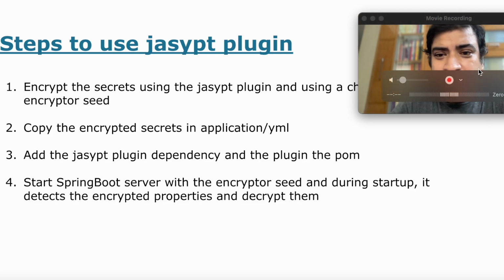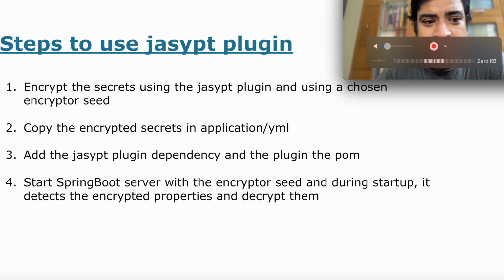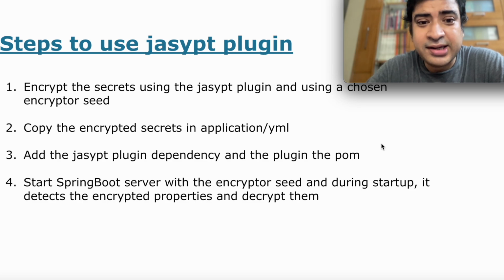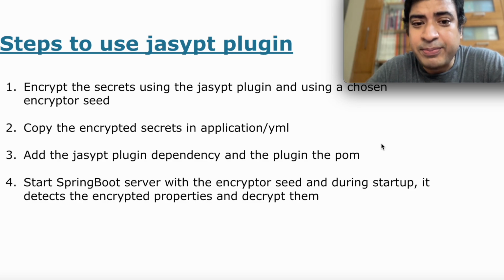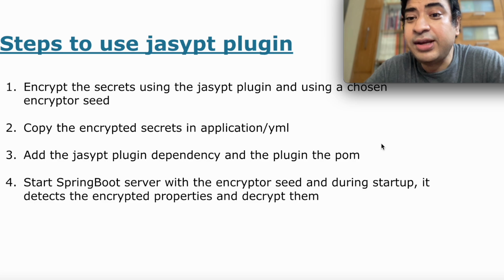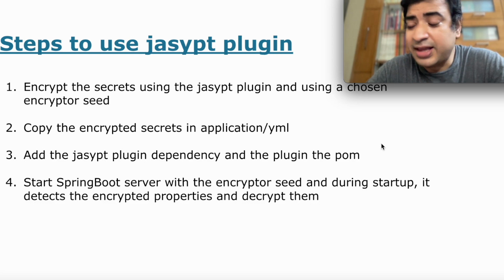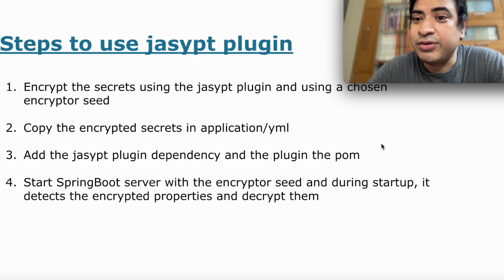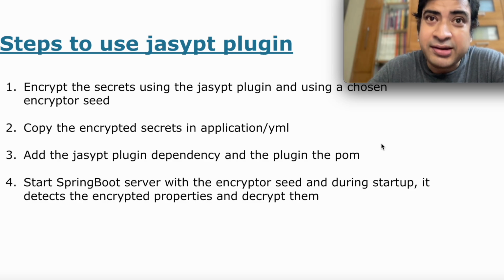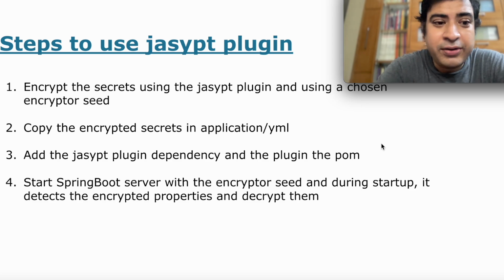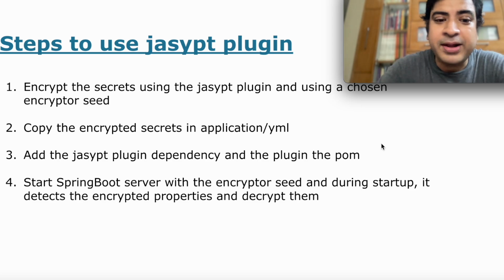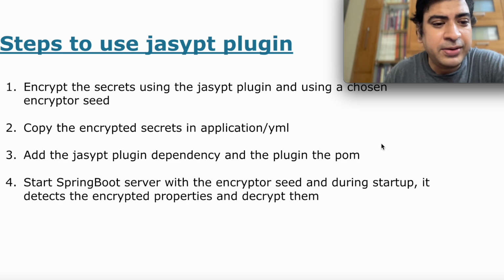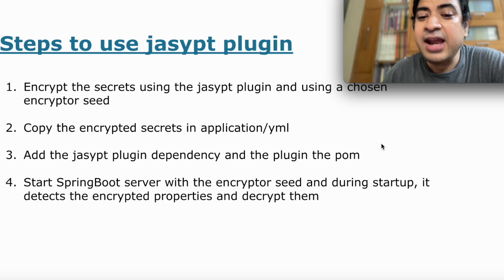And what are the steps which are required to use the Jasypt plugin? First of all, we need to encrypt the secrets, maybe the database password. We need to encrypt the secret using the Jasypt plugin and using an encryptor seed. So that is an encryptor seed which we need to remember and which we also need to pass during the server start. Copy the encrypted secrets. So we generated the encrypted secret in step 1. Now copy the encrypted secrets in application YAML, add the Jasypt plugin dependency and the plugin to the POM, and then start the Spring Boot server.